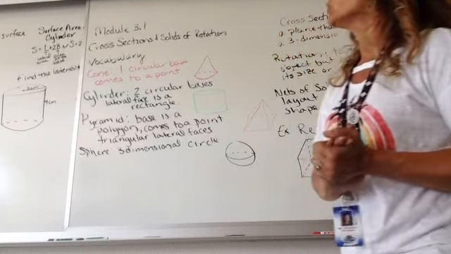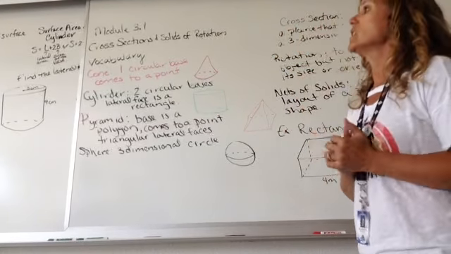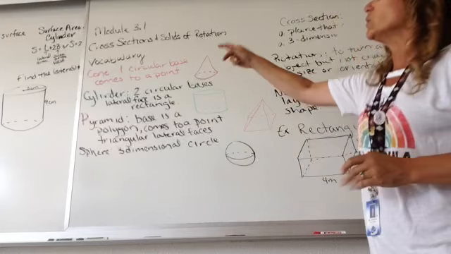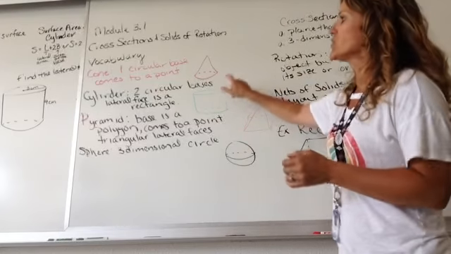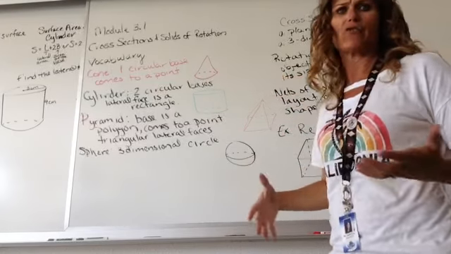All right, we're talking about Module 3.1, cross-sections and solids of rotation today. So we have some vocabulary up here. A cone, circular base, comes to a point, just like an ice cream cone.